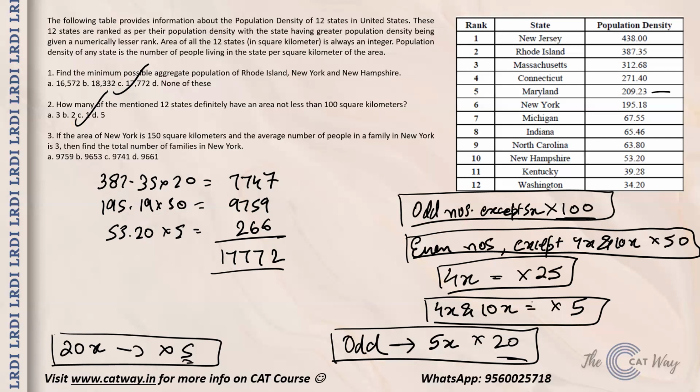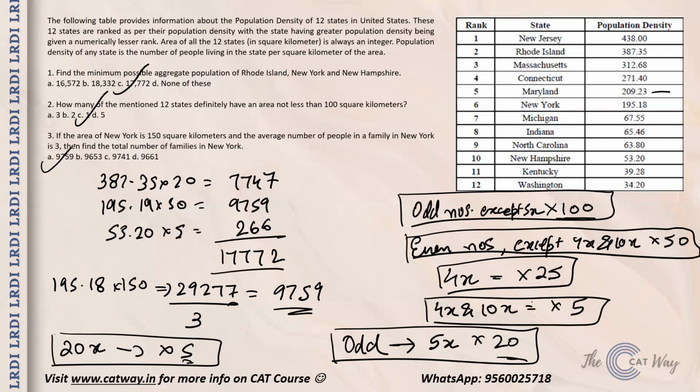Now, coming to the third question. If the area of New York is 150 square kilometers, and the population density was 195.18, you get the population as 29,277. The average number of people in a family is 3. So how many families are there? If per family you have 3 people, these people will be clubbed into groups of 3. And how many groups do you have now? You will have 9759 groups. So the correct answer will be option number A, 9759.